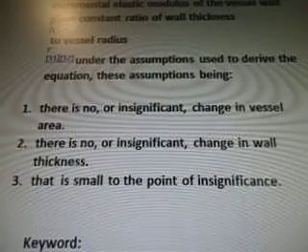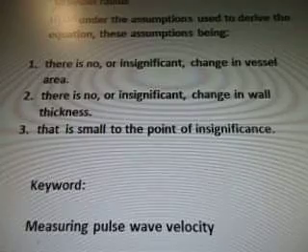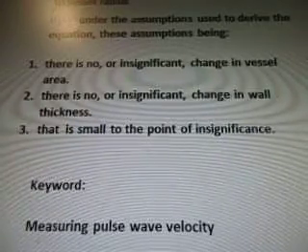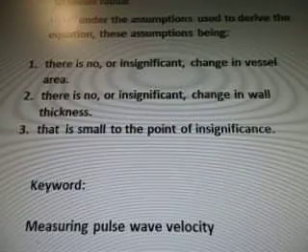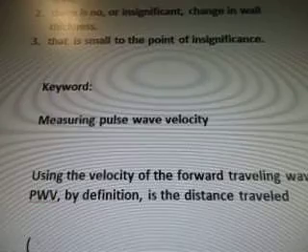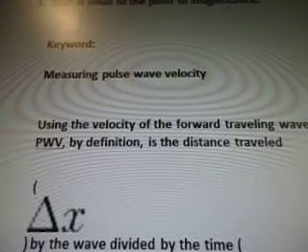Okay, under the assumptions used to derive the equation, the assumptions being there's no or insignificant change in vessel area, there's no or insignificant change in wall thickness, and that is small to the point of insignificance. The keyword measuring pulse wave velocity.